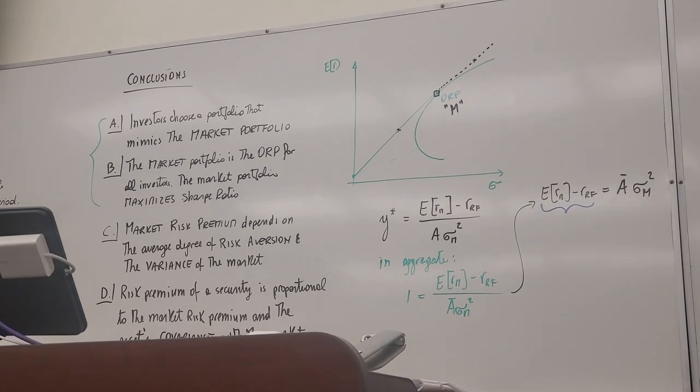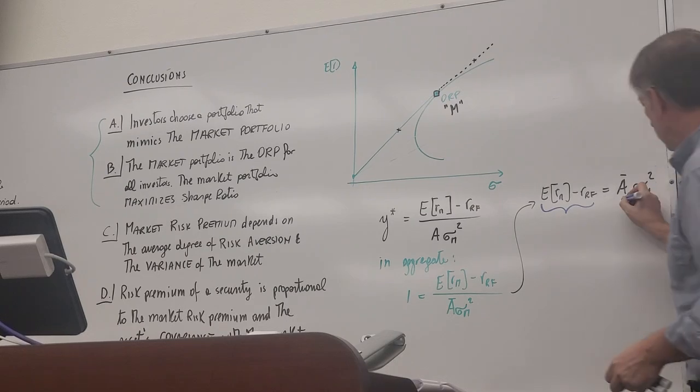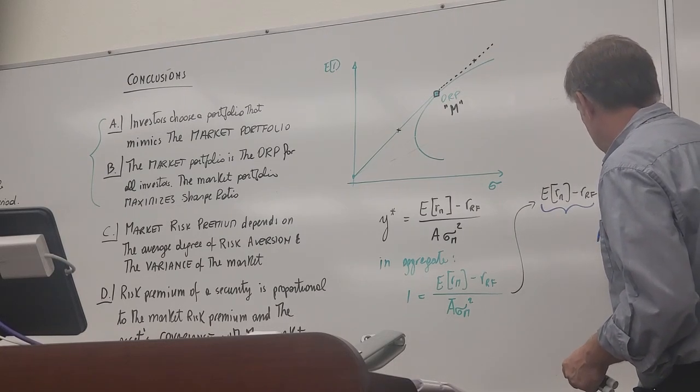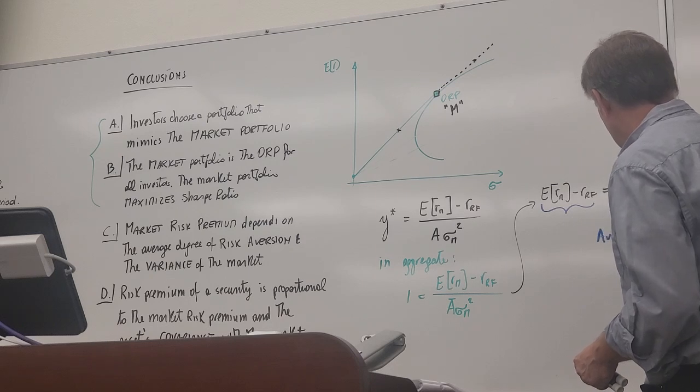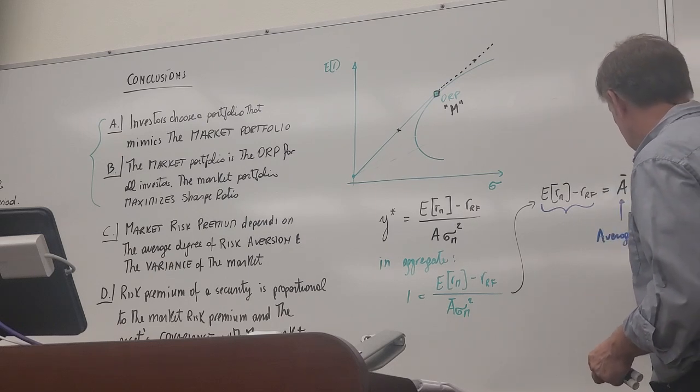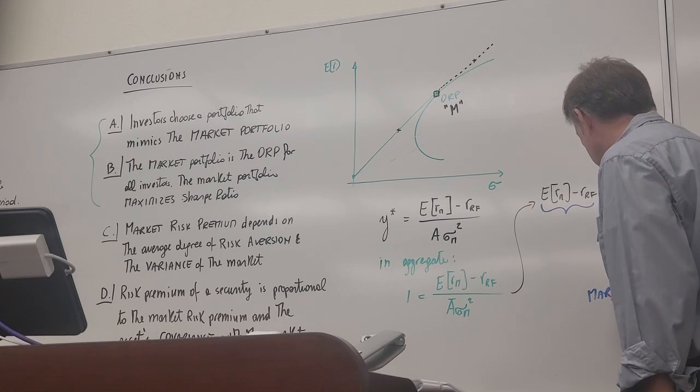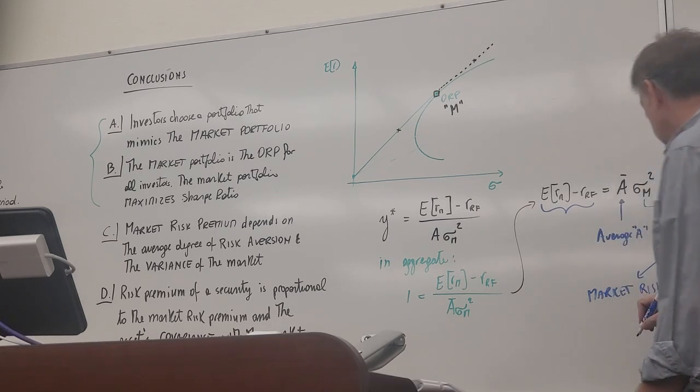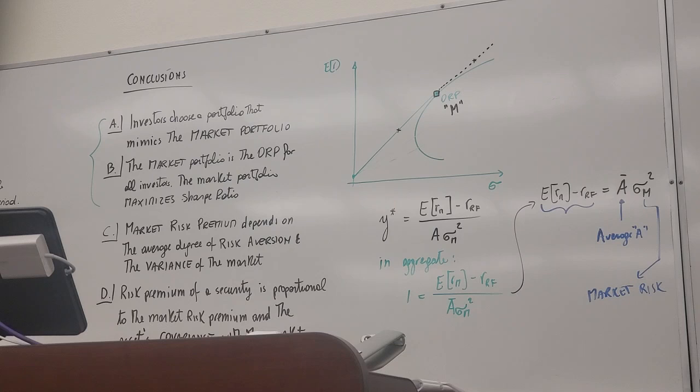The market risk premium is proportional to the average level of risk aversion and market risk, where market risk is given to you as a variance and not as a standard deviation. Okay. So what is the conclusion of this? Well, let's suppose investors become more risk averse. So the average level of risk aversion increases. What should happen to the market risk premium?